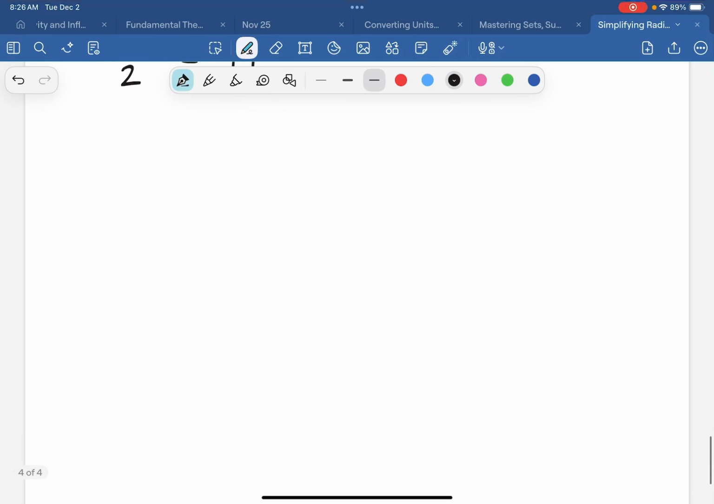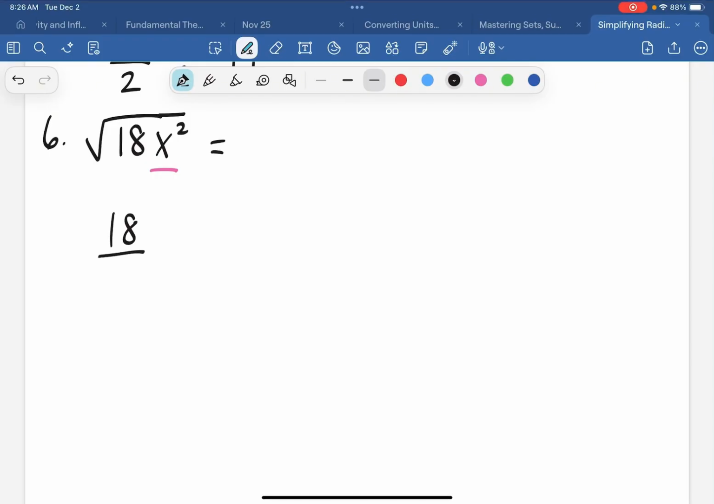Now, let's try to apply an example where a coefficient and a variable are present. So let's have this one. Square root of 18x squared. Now, before we go over to the x squared part, let us try to find the square root first of 18. Now, for 18, as we divide this by 2, we get 9. So 9 is a perfect square. So we could have it this way.